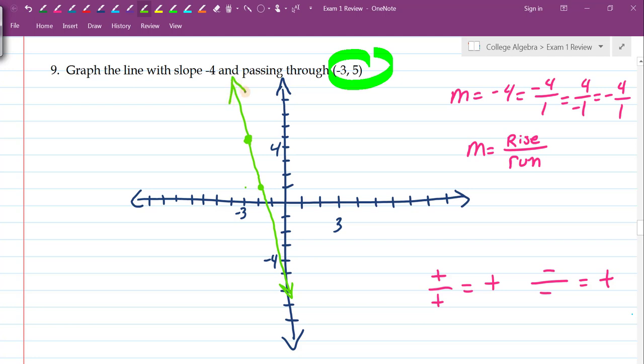So I could have gone up 4 units, 1, 2, 3, 4, and then left 1. And that would have put me right there. Okay, so again, whenever you're dealing with a negative slope, make sure you change the sign in only one location. If you change it in both, you actually end up with a positive slope when you need a negative slope. Okay, have a good night.